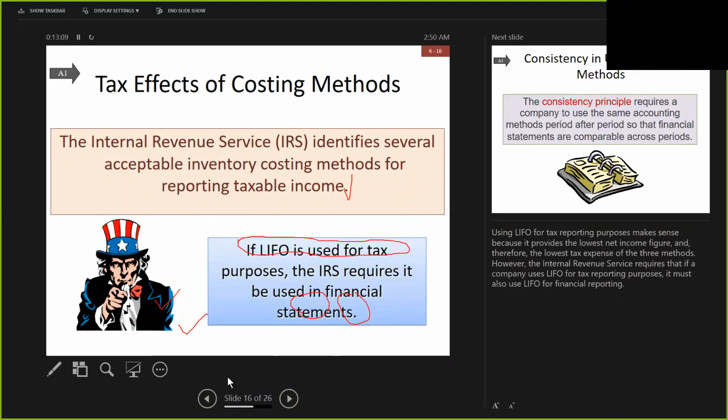We see that IRS has an impact on this, and we want to make sure that the method that we choose is acceptable to Internal Revenue for tax purposes. And if not, then we'll have to report on an acceptable method basis. So we might use two sets of books where one is for taxes and one is for management. If we do that, that's fine, but remember to use one that's acceptable to IRS when you file. And we see here, if LIFO is used for tax purposes, IRS says it must be used in financial statements.